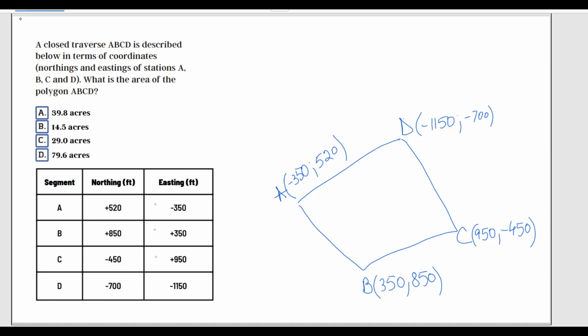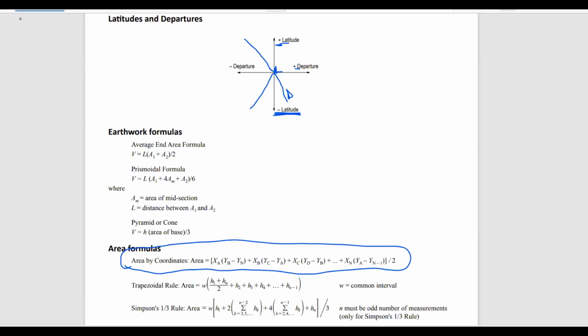Okay, now let's come here and write the formula for area by coordinates. So the area equals XA multiplied by YB minus Y. And pay attention here, we have YB minus YN.